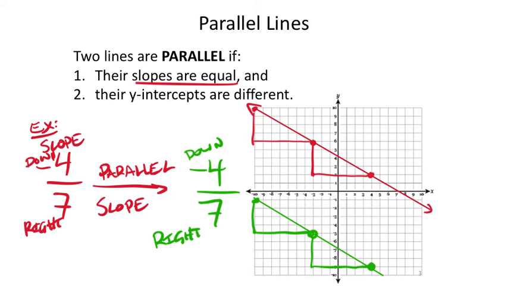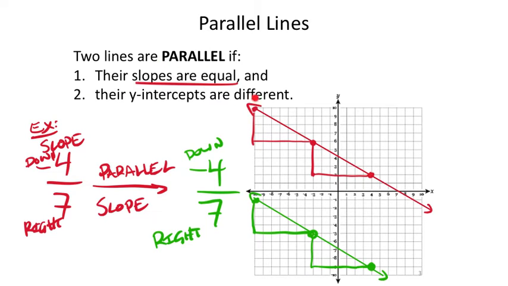And you can see, I mean, that's not great, but it's good enough to see that these two lines, at least they should be parallel, right? Because the slopes are always going to be the same. Down 4 to the right 7, it's always going to be the same slope. Now, these two lines will never meet, and that's what parallel tells us.